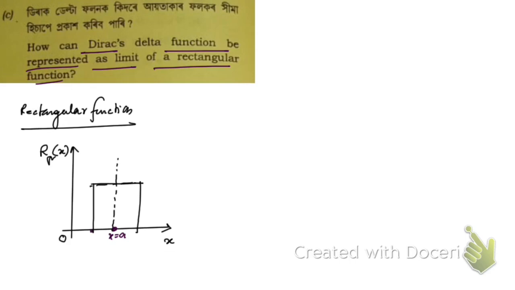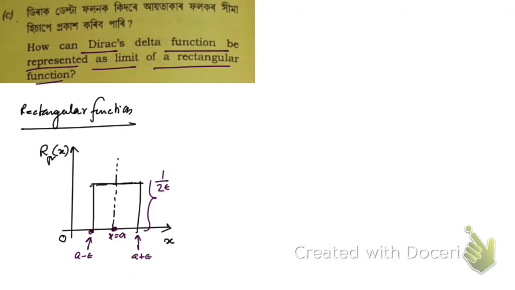And let me consider the width of this box to be suppose 2 epsilon, so that we can write this point as x is equal to a minus epsilon, and this point we can write as x is equal to a plus epsilon. And its height is 1 by 2 epsilon.